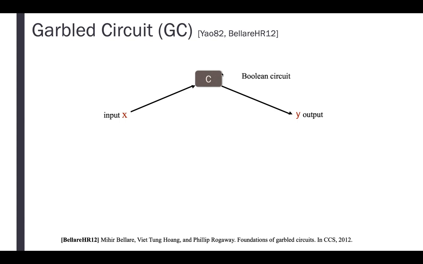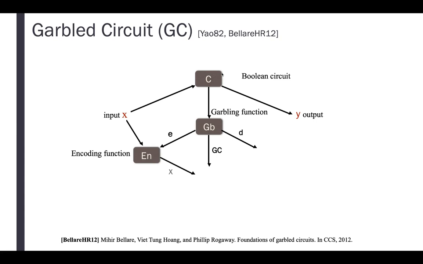So to get MPC or 2PC, what we do is transform this Boolean circuit to a garbled circuit by a garbling function. We have an algorithm GB which takes the circuit and spits out a garbled circuit and two other pieces of information, encoding information and decoding information. Encoding information is denoted by E and the decoding information is denoted by D. Now, after transforming the circuit to the garbled circuit, we are going to encode or garble the clear text input x to a garbled or encoded input capital X, using an encoding function and the encoding information.